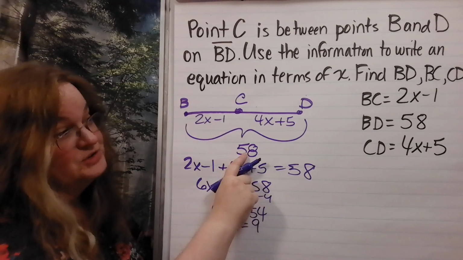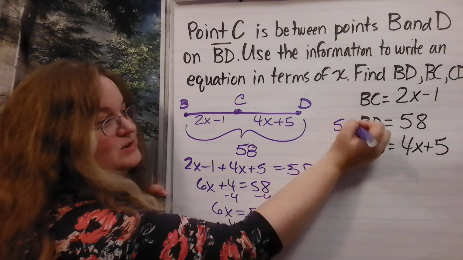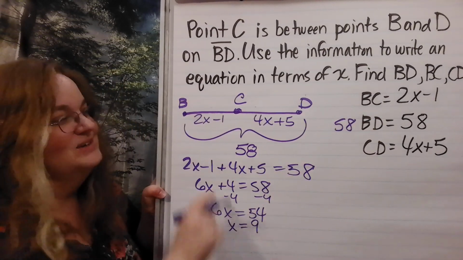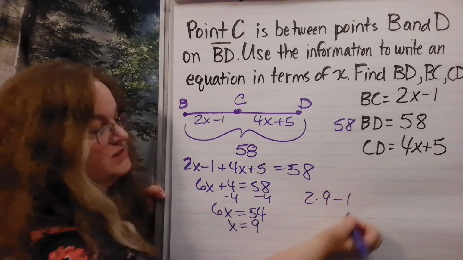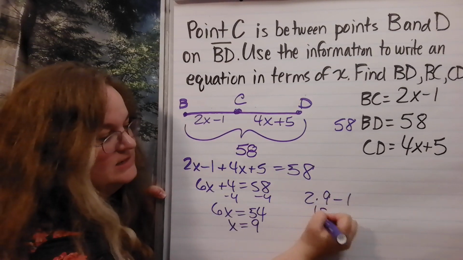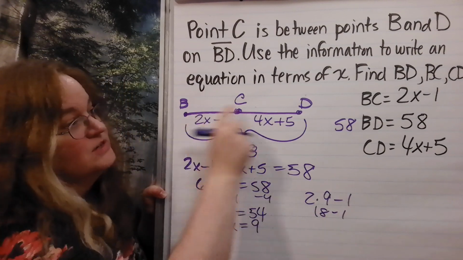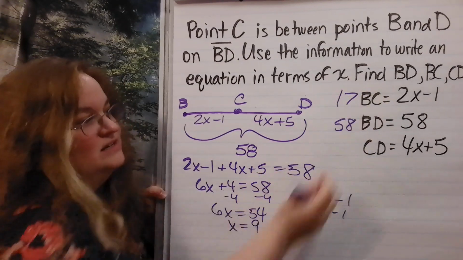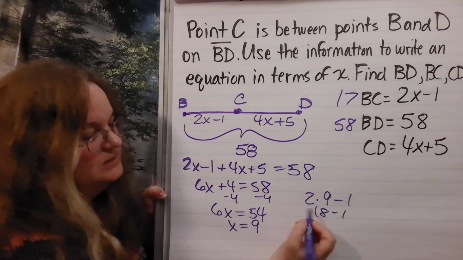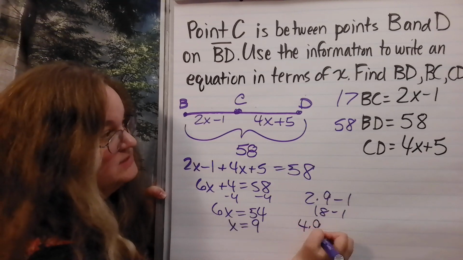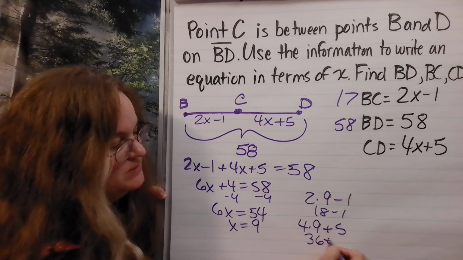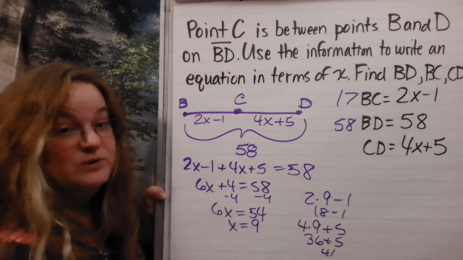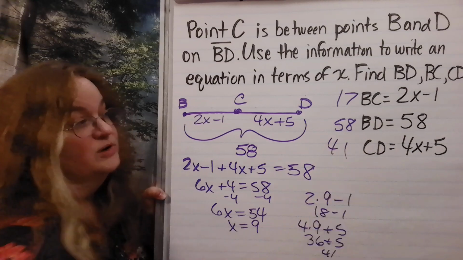I know, actually, BD because it already told me, so I know this one's 58. I don't actually have to calculate anything. But to figure out this, I'm going to do 2 times 9 minus 1, so 2 times 9 is 18, minus 1 is 17. So BC should be 17. And then to do CD, I'm going to do the same thing. 4 times 9 plus 5. So 4 times 9 is 36, plus 5 is 41. And so my other missing one would be 41.